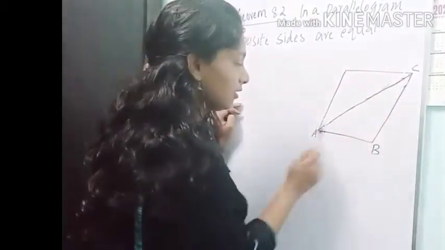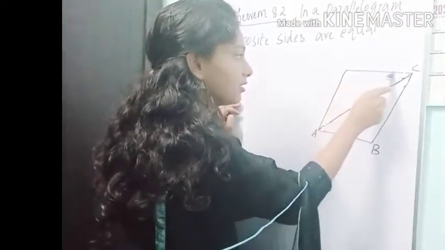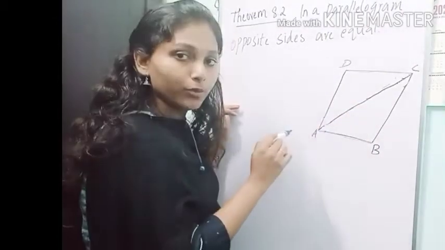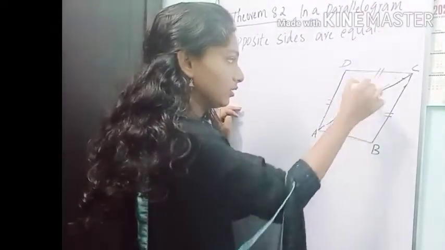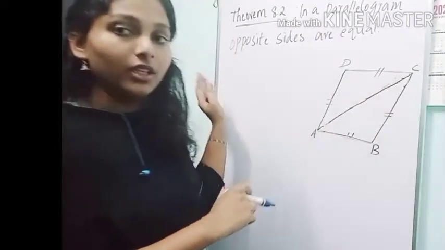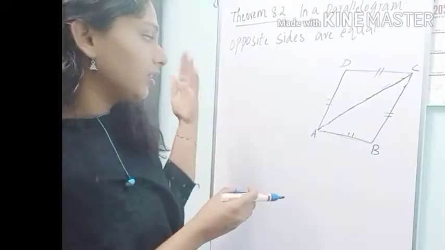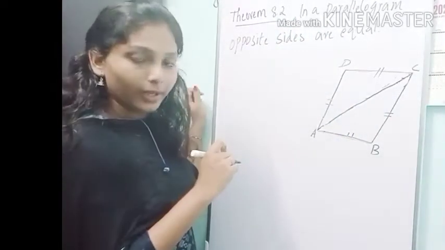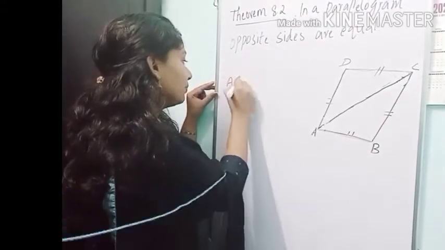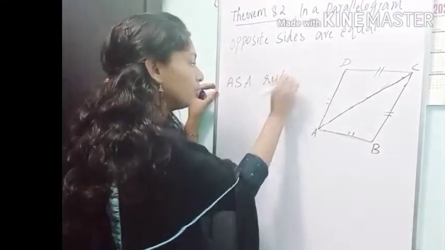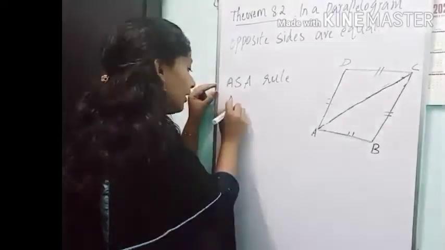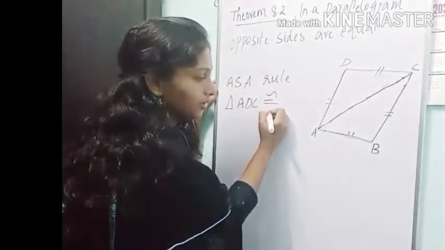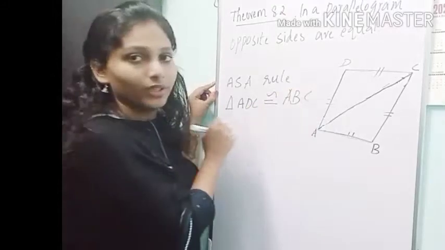So what are the opposite sides? AB and DC are opposite sides. AD and BC are opposite sides. We have to prove that these opposite sides are equal. So in the previous theorem we used the ASA rule and proved that both triangles ADC and ABC are congruent triangles.